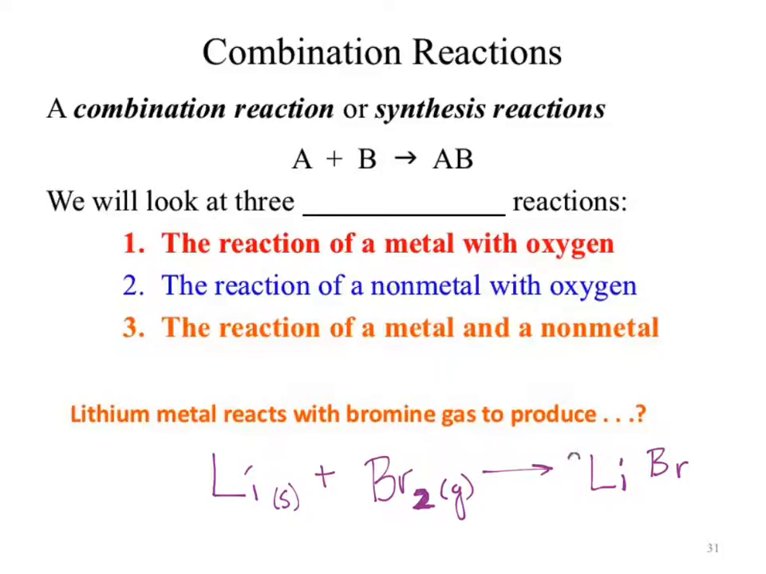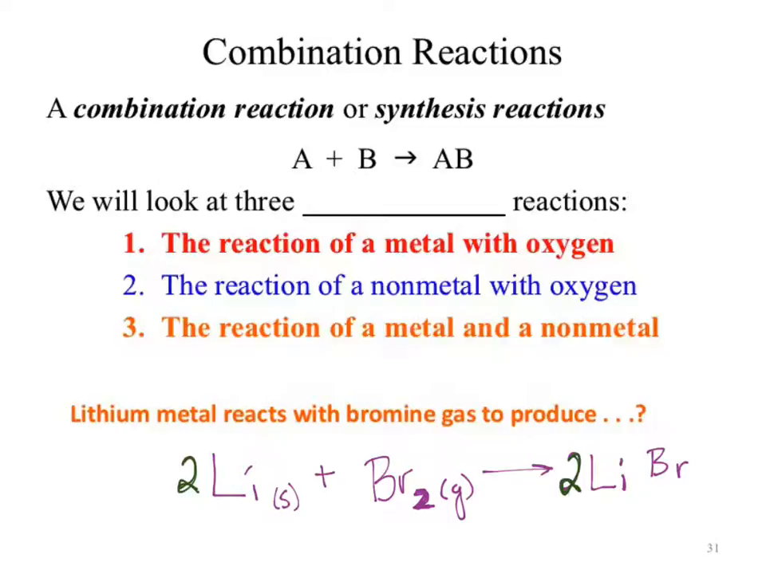I will need 2, whoops, I wanted a different color there. 2 in front of the LiBr, so that now the bromine balances. But now the lithium doesn't, so what do I need to do? Put a 2 in front of the lithium on the other hand side. Now my equation is balanced.